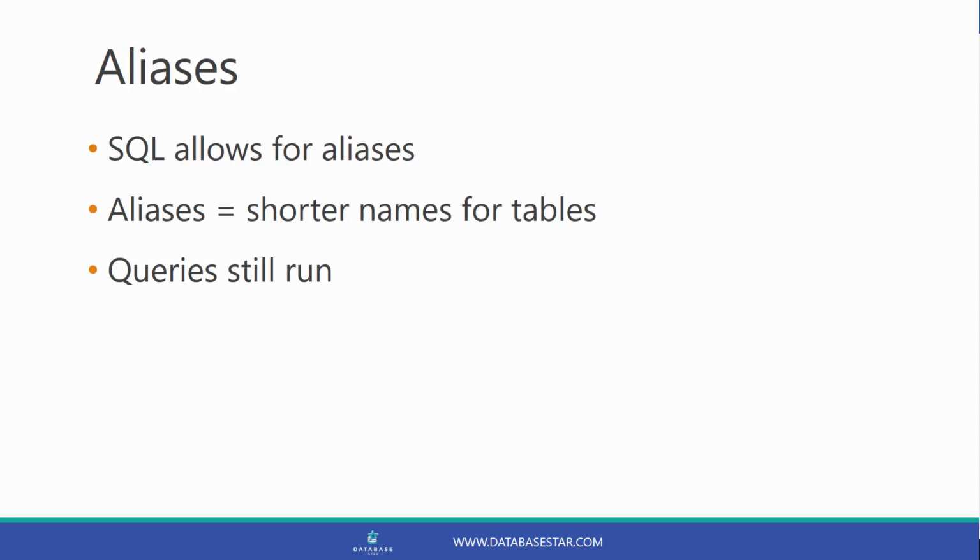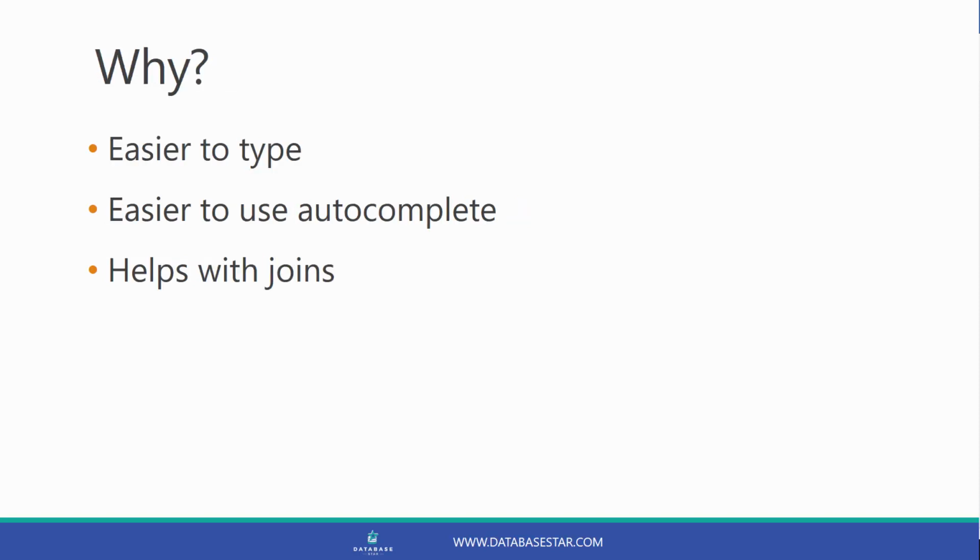The good news is that SQL allows for aliases. You can give shorter names to your tables in your queries. The queries will still run and will still give you the results that you want. So why would you want to use aliases? They're easier to type. They're easier to use with the tool's autocomplete feature. It also helps with joins, which we'll look at soon. So let's look at some examples.